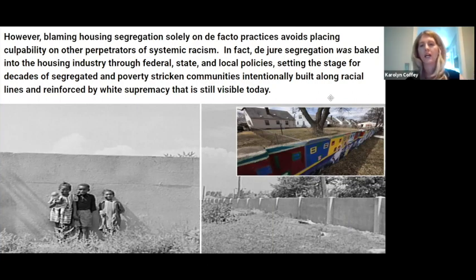Where on one side of the wall, developers were given money by the federal government to build, or backed up mortgages, to build white communities. And on the other side of that wall was housing just for African Americans. That is not an example of de facto segregation. That is a factor of de jure segregation.